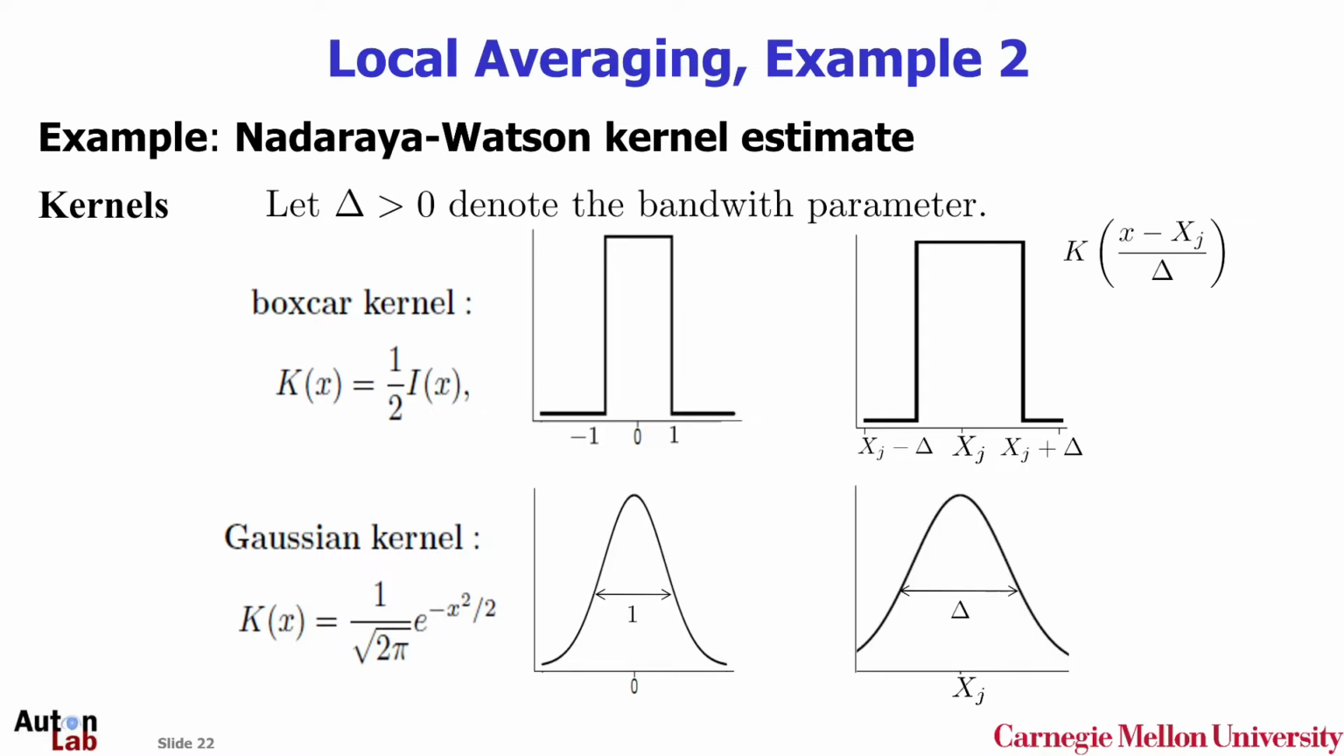Similarly, as we did when we discussed kernel density estimators, we will shift these functions to x minus xj, and we will also squeeze or stretch them with a bandwidth parameter delta. The transformed functions are k of (x minus xj) divided by delta. These kernels are designed in such a way that if a test point x is close to xj, then x minus xj is close to 0, and the kernel values are high. When the test point x is far from xj, then the kernel value is small.